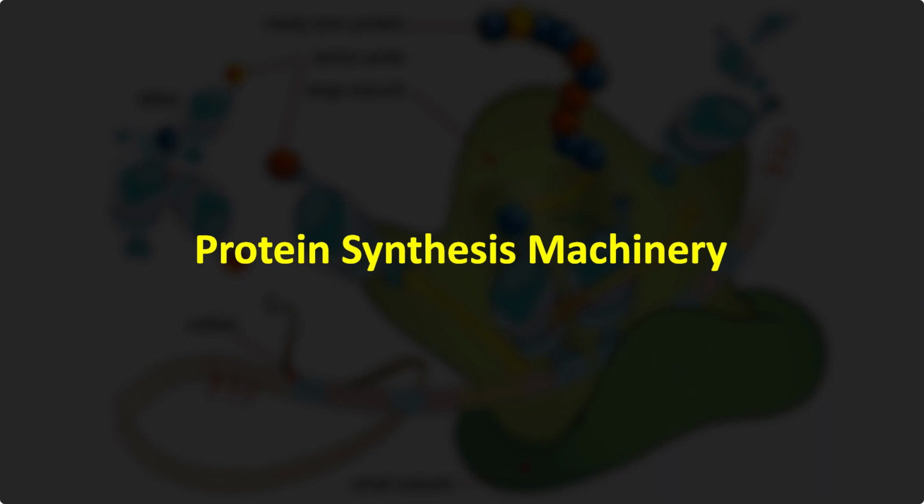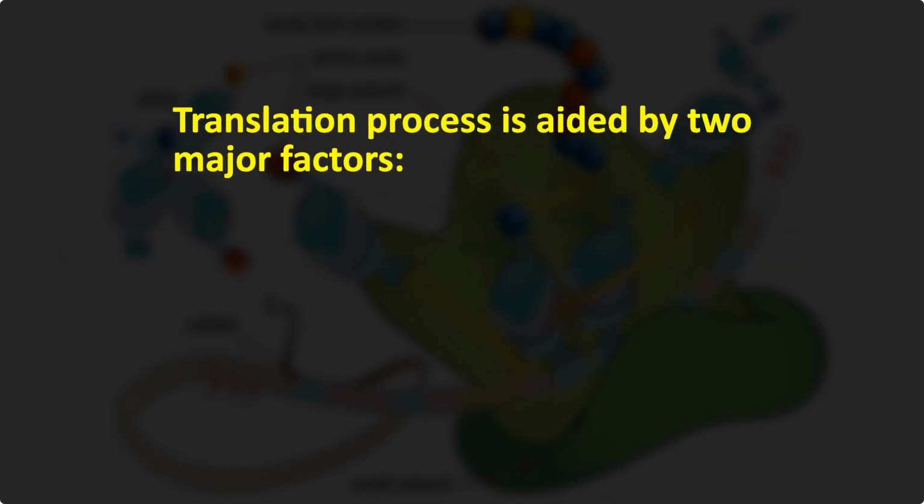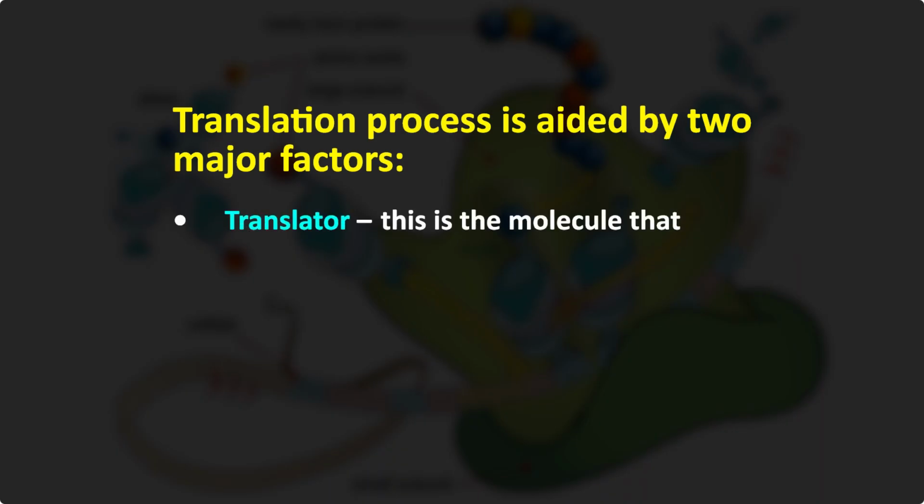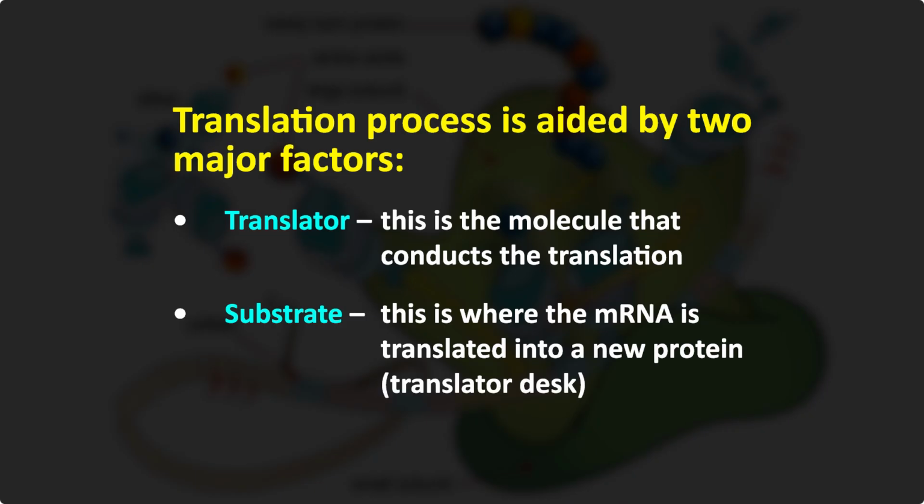Dear students, let's discuss the protein synthesis machinery in the cell. The translation process is aided by 2 major factors. A translator, this is the molecule that conducts the translation. Substrate, this is where the mRNA is translated into a new protein. That is the translator desk.